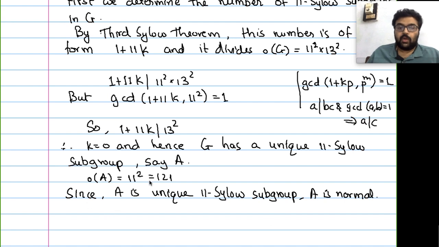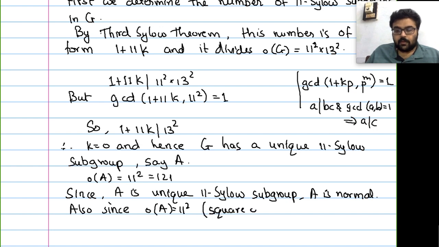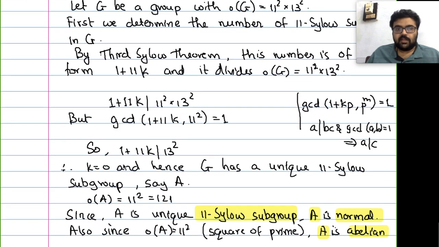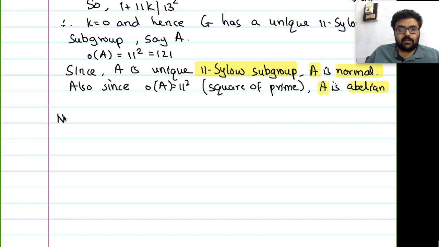So A is normal. We also know the order of A is 11 square, which is the square of a prime. We have seen earlier in Unit 2 that every group of order P square is abelian, so A is abelian. So we have a subgroup of order 11 square which is normal and abelian. The 11-Sylow subgroup, we have found that it is normal and abelian. Now similarly, let us investigate the number of 13-Sylow subgroups in G.